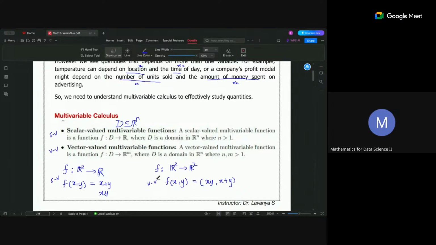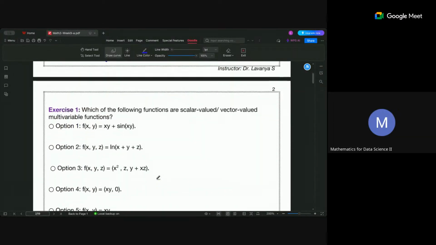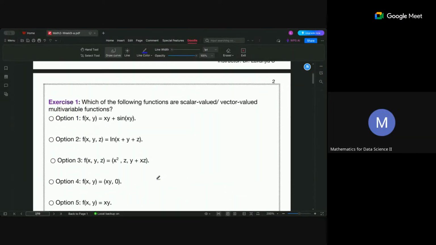Right? So here are some more examples. For the following functions, first of all, tell me what is the domain and what is the codomain. Based on the codomain itself, you can tell whether it is scalar valued or vector valued. For the first one, what is the domain? R2. And the codomain? R. If it is R, then is it scalar valued or vector valued? Scalar valued.